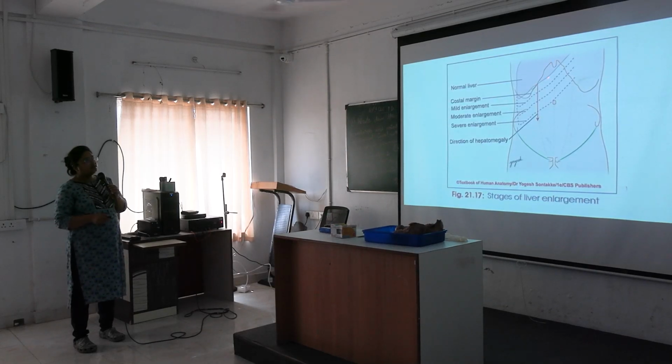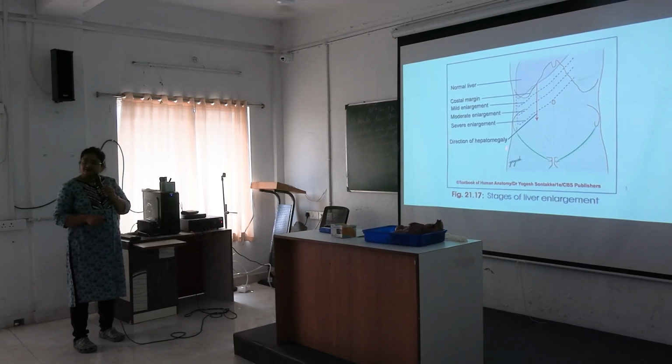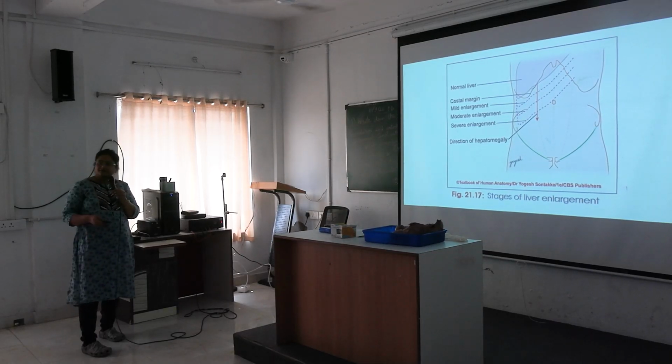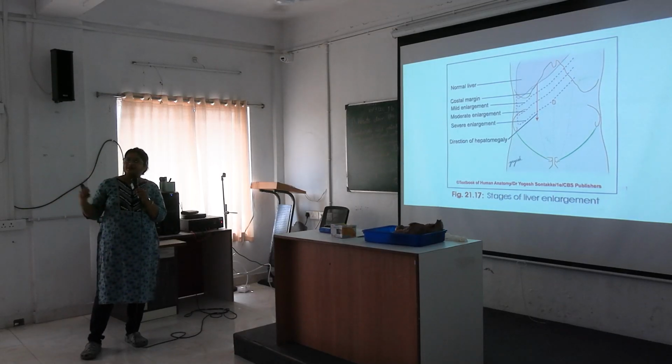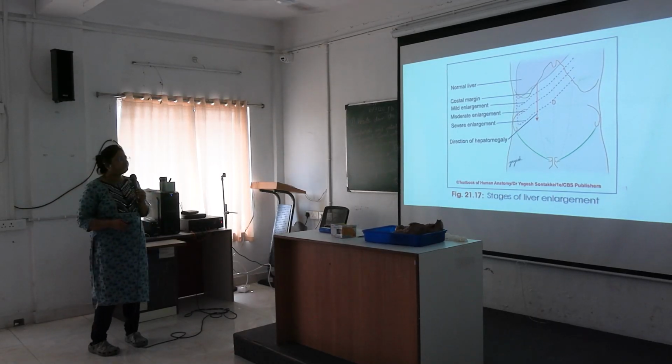Here, this is the normal position of the liver. And these are the position in different grade of enlargement. Mild, moderate, severe enlargement it enlarges towards the lower aspect, towards the right iliac fossa. Okay. In thalassemia patient, you will get large liver and spleen.